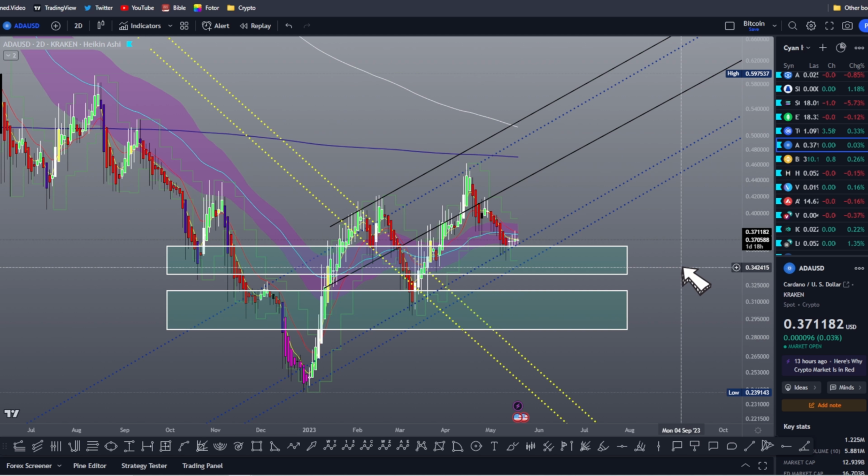Here for an update on Cardano, you can see we've realistically just been going sideways with a slight upwards movement recently. If we do continue to go lower, obviously Bitcoin pretty much controls the entire cryptocurrency market, as I'm sure most of you are aware. So if Bitcoin goes down, Cardano will likely go down.